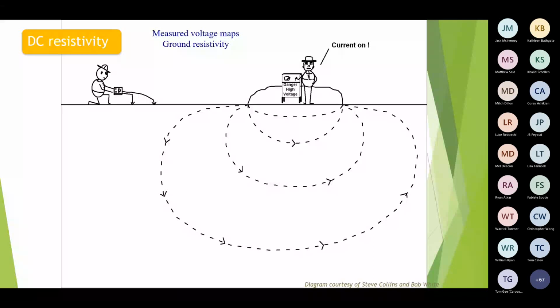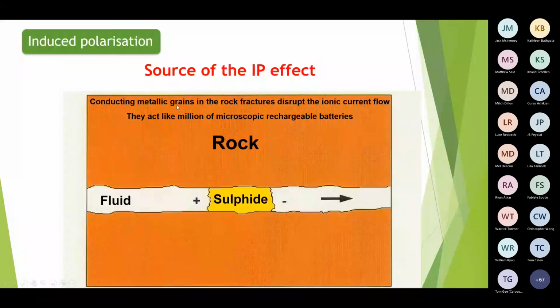So the transmitter is on, generating electricity through the ground. And there's, in our case, a lovely disseminated sulfide ore body. That disseminated sulfide polarizes. The positive ions go to one side of the ore body, the negative go to the other. Essentially, we get this polarization effect. And then when we turn our transmitter off, it depolarizes. So our positives go back and spread back through the ore body again.